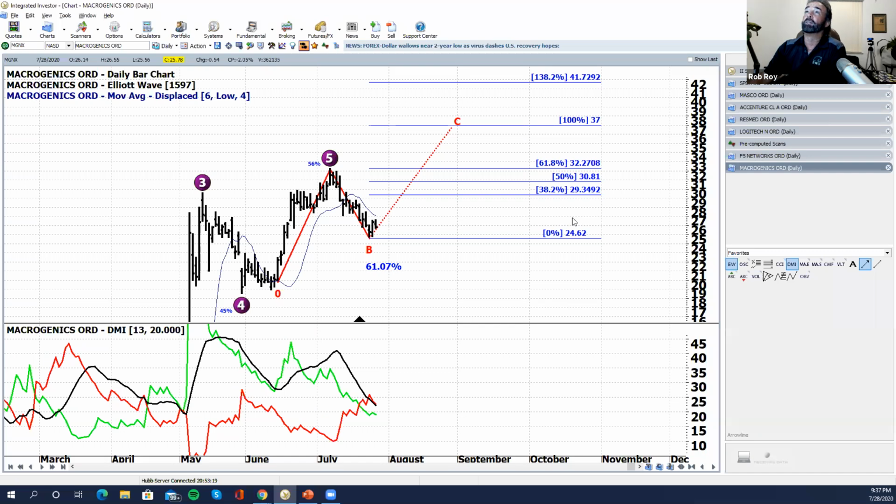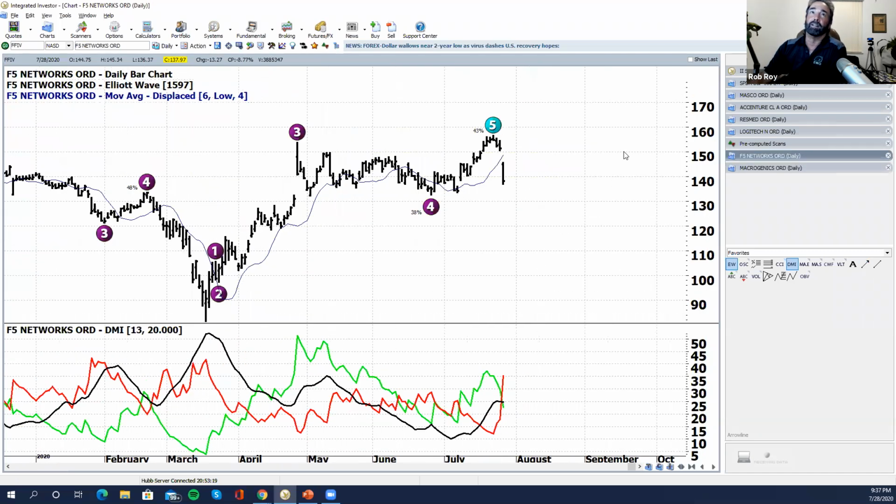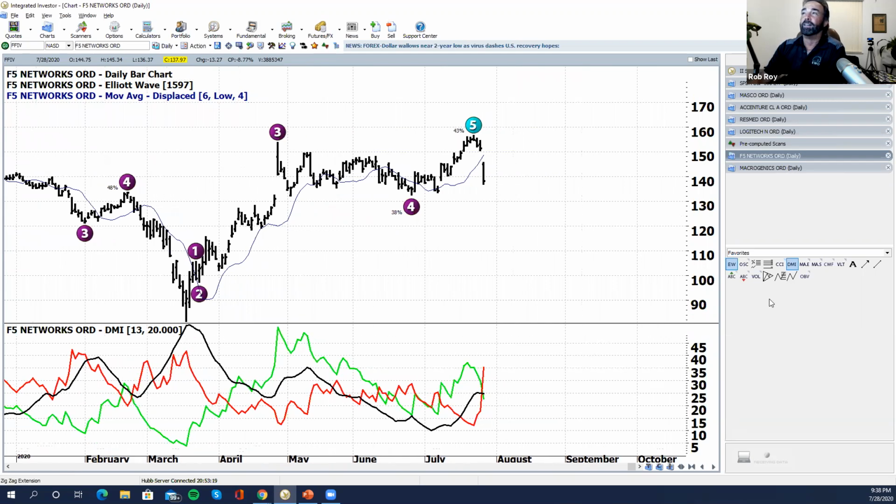And we had this one on F5 Networks, and that was an earnings thing. So there's not much doubt as far as what's going on there, is there? So there's nothing that we can do. It's already done its thing. When it crossed the displaced moving average, it's moved too far down. Obviously, we're going back to the previous 4 is what's happening here.